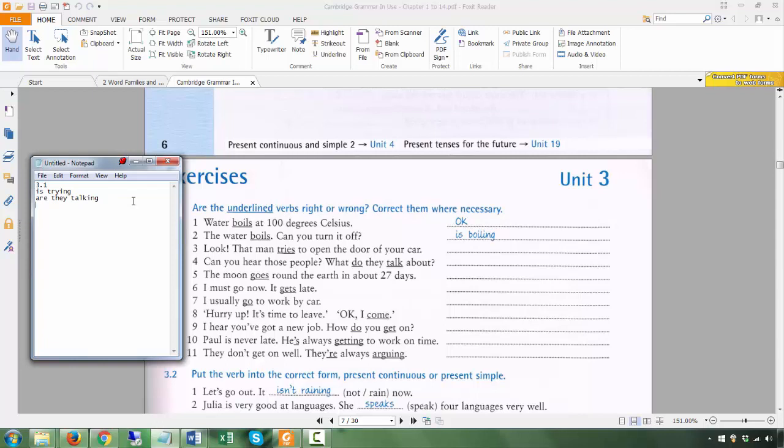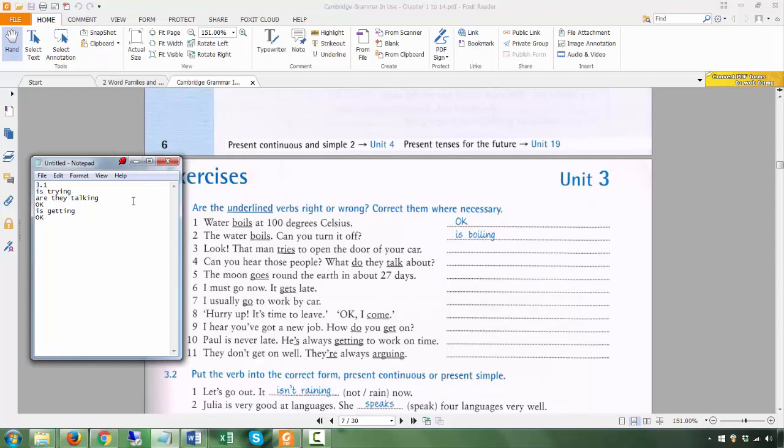The moon goes round. This is true. This is a habit. This is a fact. This is not just happening right now, but it always happens. So it goes. It's okay using the present simple. I must go now. It is getting late. Okay, right now it's getting late. I usually go to work by car. Okay, usually go. Regularly, every day, I go. You're not saying I'm going to work by car right now. No, every day, regularly. So the present simple is correct.